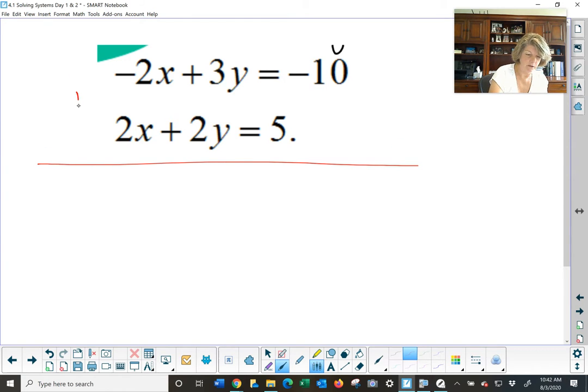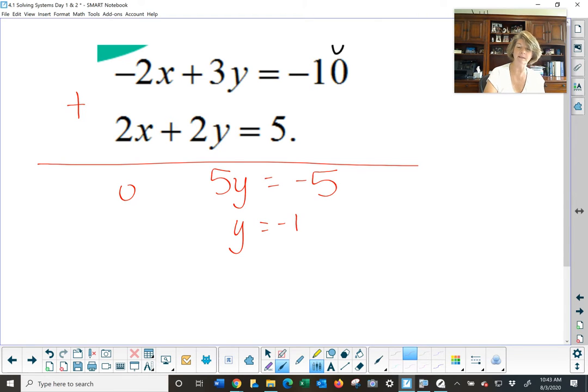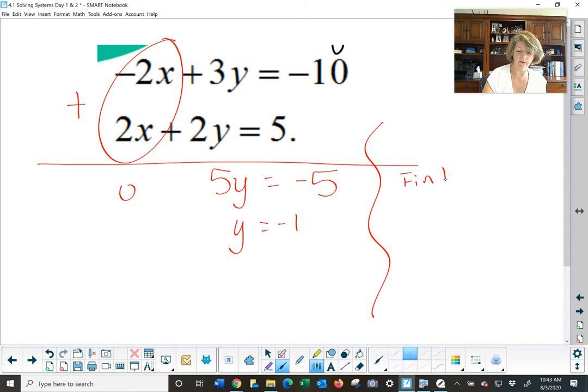So I am going to add the two equations together. When I do that, I get 0 x's. I get 5y equals -5. Divide by 5 on both sides, and we come in with y equals -1. Now I need to go find x. That was pretty easy, wasn't it? And really set up nicely for elimination since those two were opposite values. They eliminated the x's.